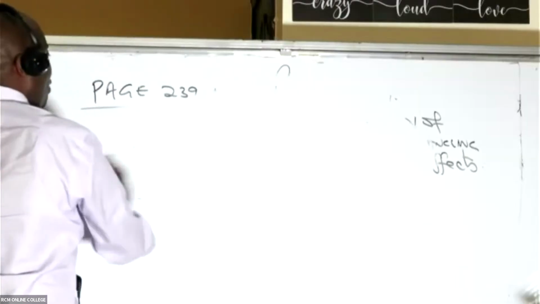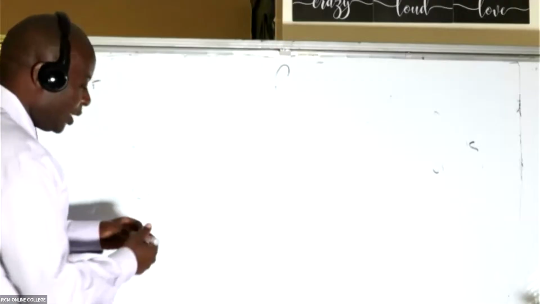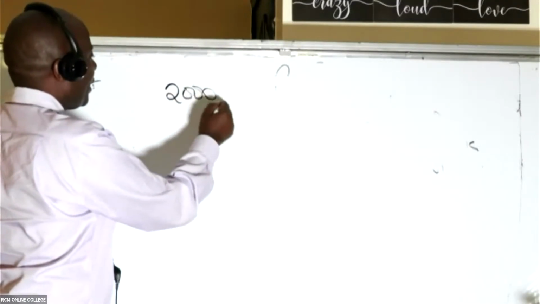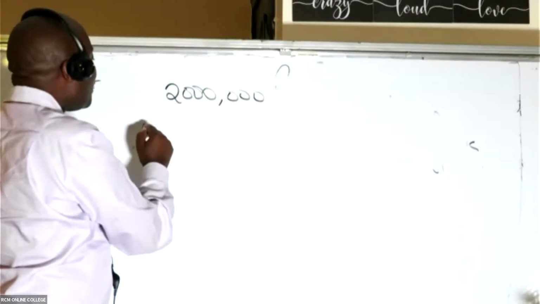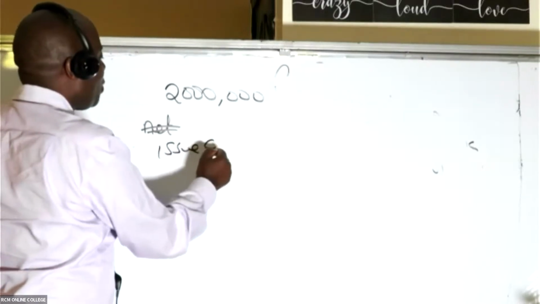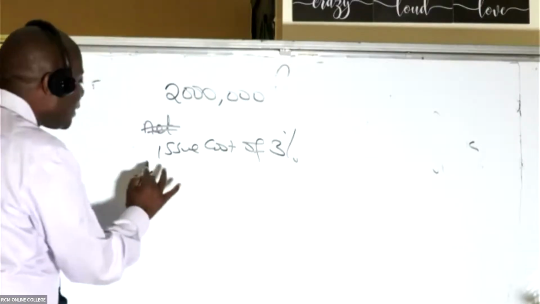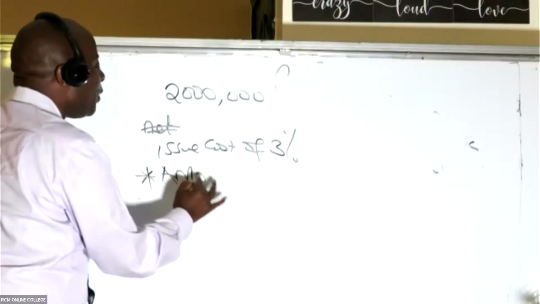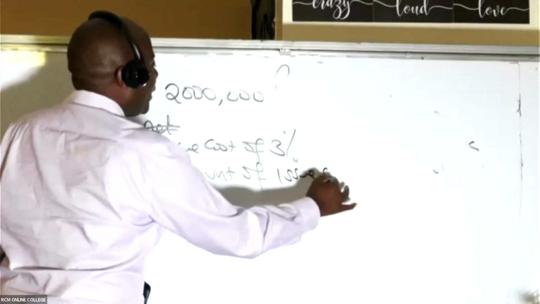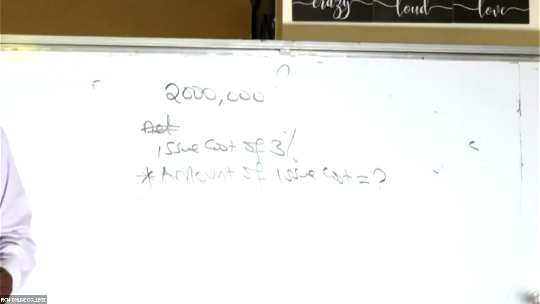this is what we are doing. To raise the 2 million Kenya shillings, we get net of 2 million shillings. We need to pay an issue cost of 3%. Is there any good ninja who can give me the amount of issue cost here out of this 2 million? Amount of issue costs. Is there anybody who is able to give me?